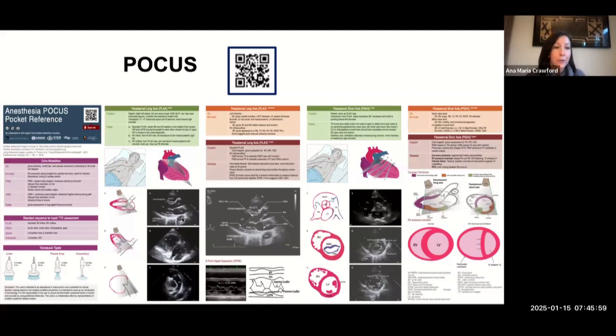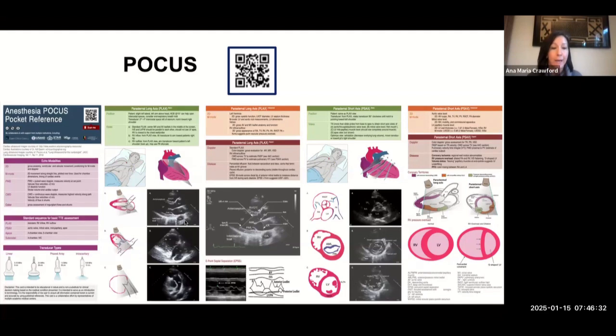This pocket reference was put together by some of our colleagues, primarily at the University of California in San Francisco, and it's excellent. So it's free for download. You can use the QR code. I will not walk through every section of this pocket reference, but you can notice that it tells you which type of ultrasound probe to use. It tells you in which position the patient should be, and it tells you which views you can get of the heart.